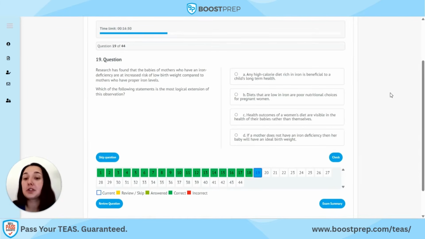Question 19. Research has found that the babies of mothers who have an iron deficiency are at increased risk of low birth weight compared to mothers who have proper iron levels. Which of the following statements is the most logical extension of this observation? A. Any high-calorie diet rich in iron is beneficial to a child's long-term health. B. Diets that are low in iron are poor nutritional choices for pregnant women. C. Health outcomes of a woman's diet are visible in the health of their babies rather than themselves. D. If a mother does not have an iron deficiency, then her baby will have an ideal birth weight.